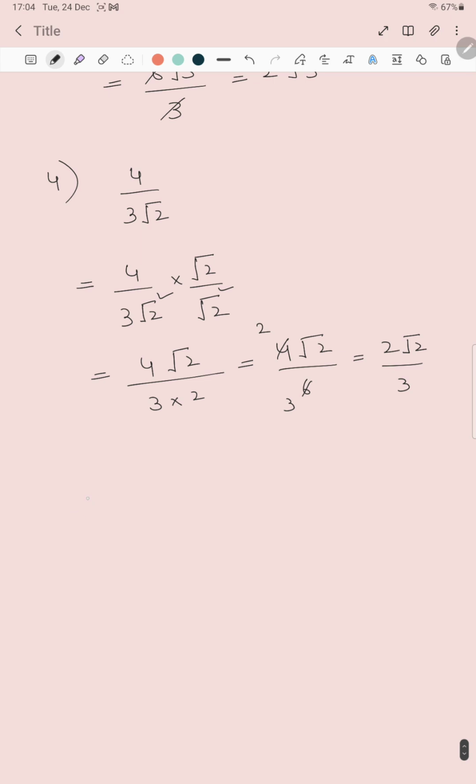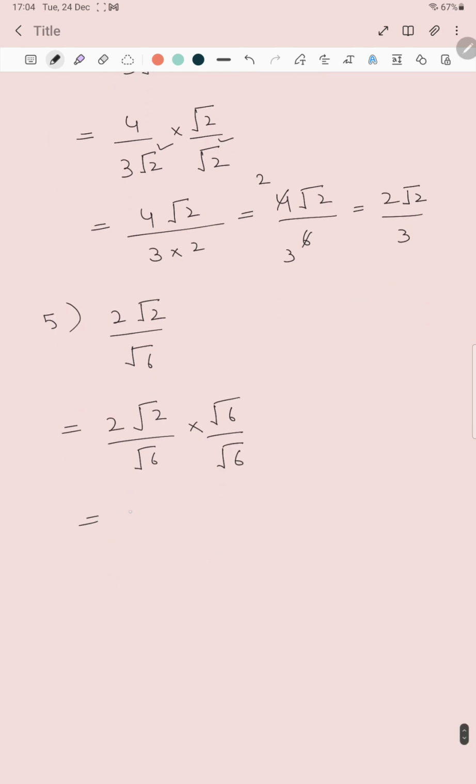In another example, if we have 2 square root 2 divided by square root 6, we have to rationalize the denominator. So 2 square root 2 over square root 6, we will multiply and divide by square root 6 over square root 6. So 2 square root 2 into square root 6 will be square root 12, divided by square root 6 into square root 6 will be only 6.